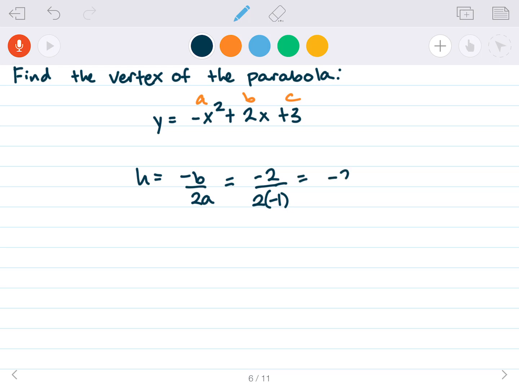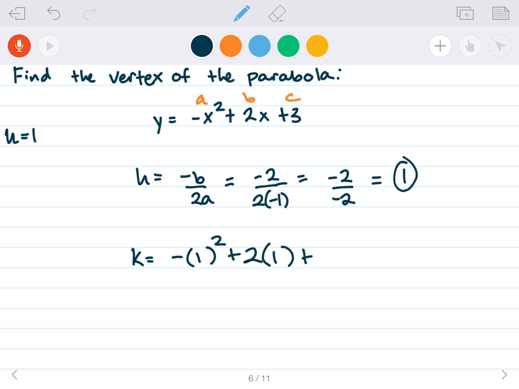And simplifying the bottom, I get negative 2 over negative 2, which gives me a positive 1. So h is positive 1. K is whatever I get when I plug in positive 1 in for my input. Okay, so k is going to be negative 1 squared plus 2 times 1 plus 3.